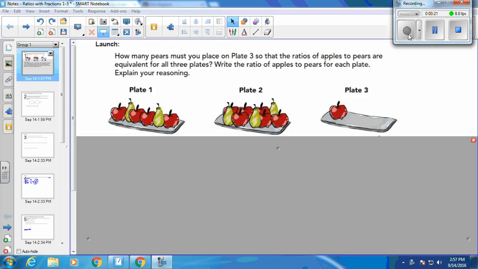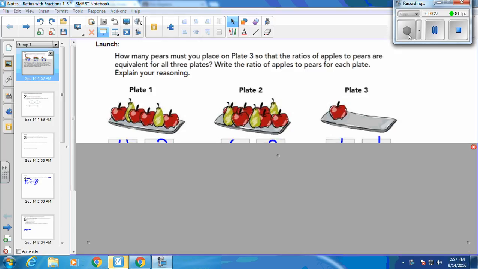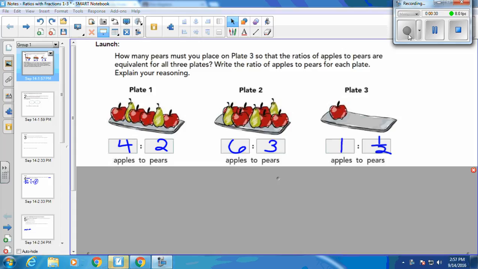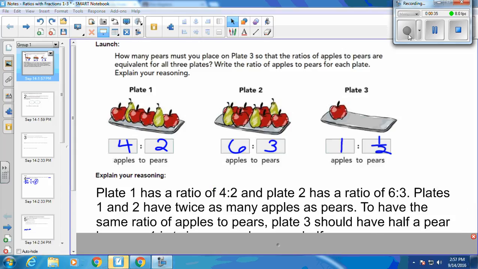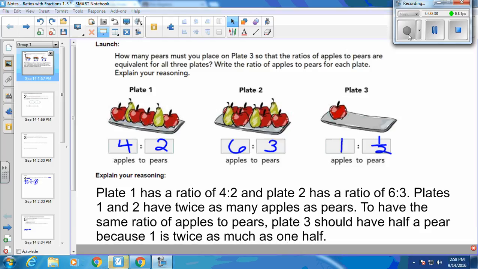So you could be pretty wordy with this, or you could be minimal with the wording here. The answers that I did have were 4 to 2, 6 to 3, 1 to 1/2. My explanation was that plate 1 has a ratio of 4 to 2, and plate 2 has a ratio of 6 to 3. So plates 1 and 2 have twice as many apples as pears. So if we're going to keep that going, to have the same ratio of apples to pears, plate 3 should have half a pear because 1 is twice as much as 1/2. I'm sure that some of you weren't quite as lengthy as I was with my response, but we want to show that we are being specific here.